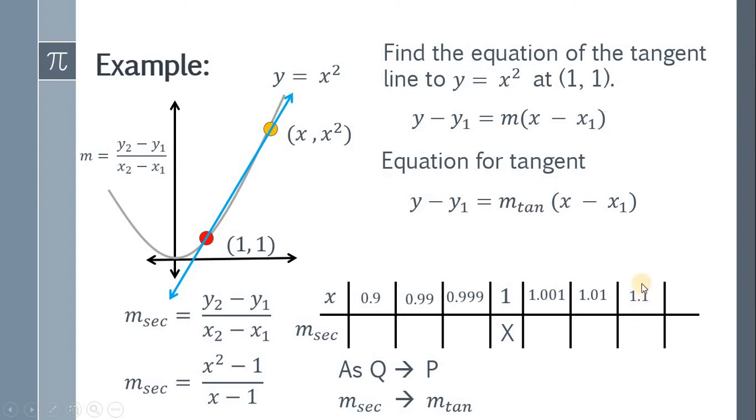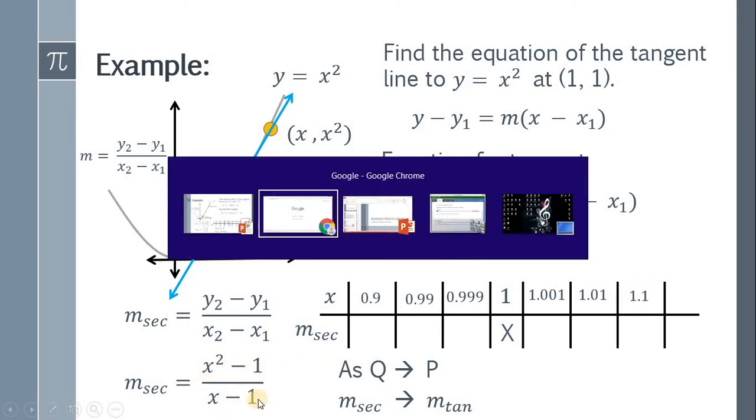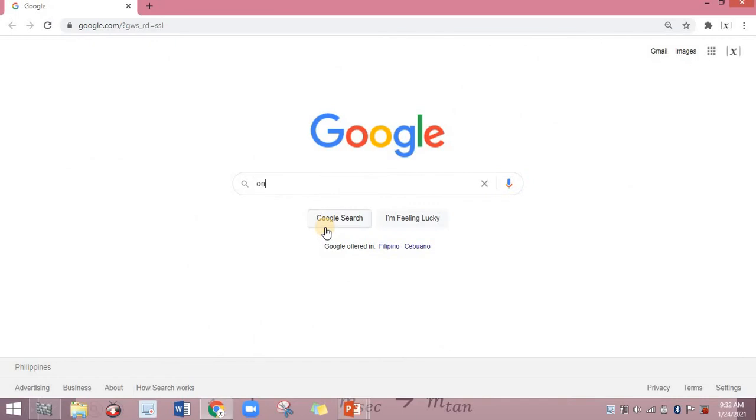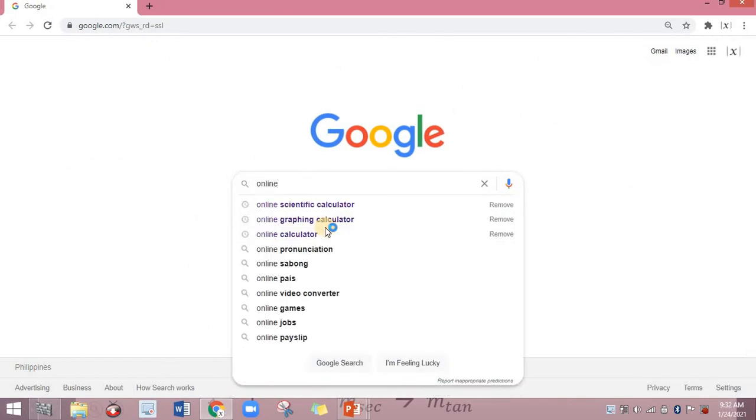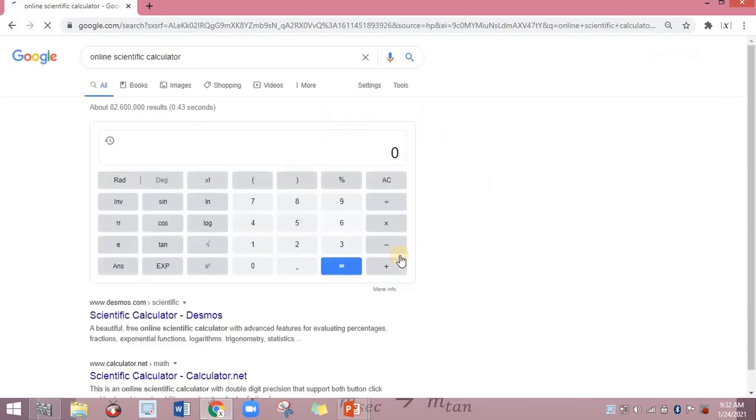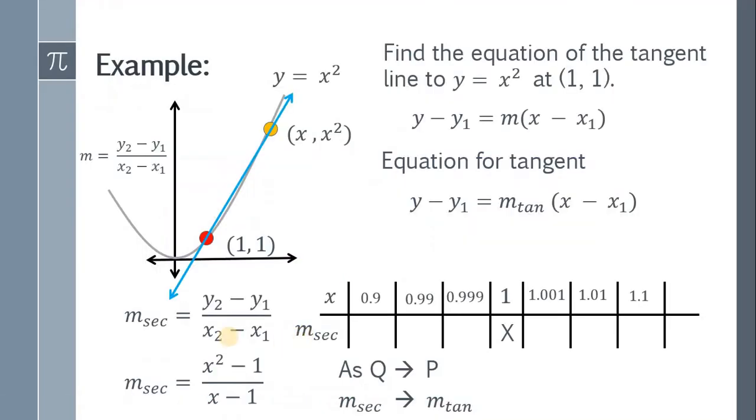Okay, now, let's plug in 1.1 to our equation para sa slope ng secant and let's see kung ano yung mangyayari. So, gamit tayo ng online calculator. So, yung 1.1, ipapalit natin dun sa x squared minus 1 all over x minus 1. Online scientific calculator. Okay, pwede na to. So, balikan natin. Ano nga ulit yun? X squared minus 1 over x minus 1. So, yung x, papalitan natin ng 1.1.